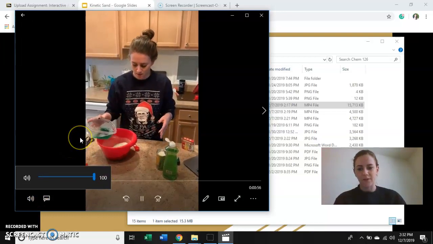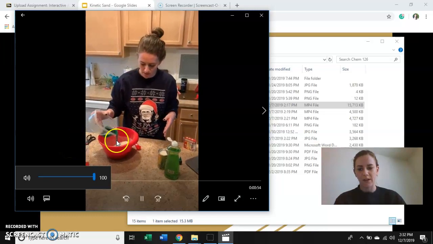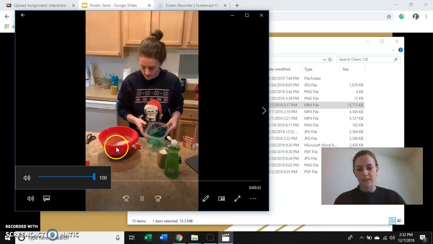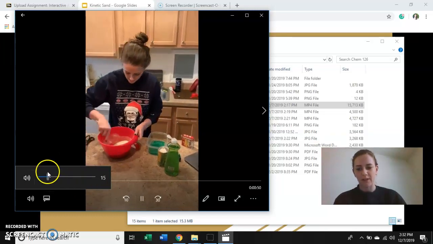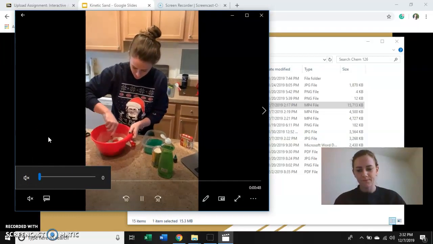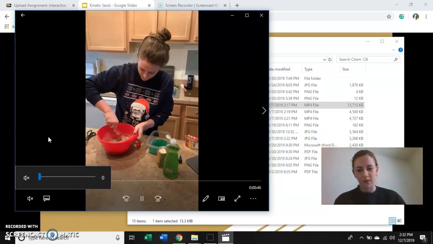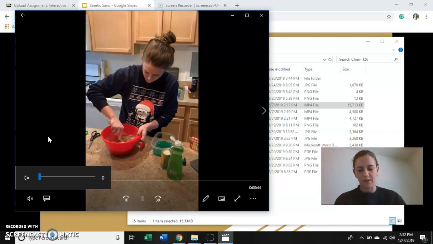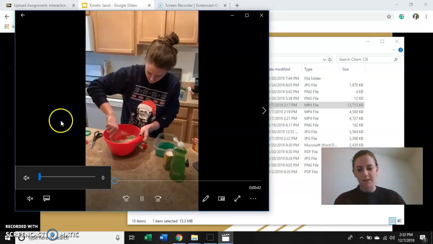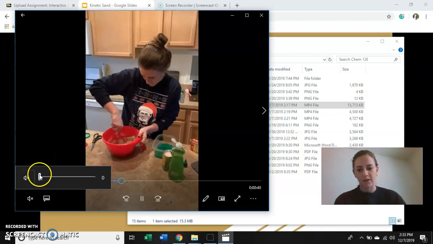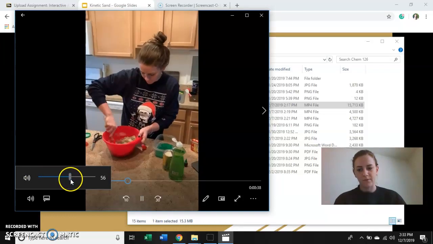I first mixed the sand and the cornstarch together. Then I added in the water and dish soap, combining a little at a time to see how it would react.